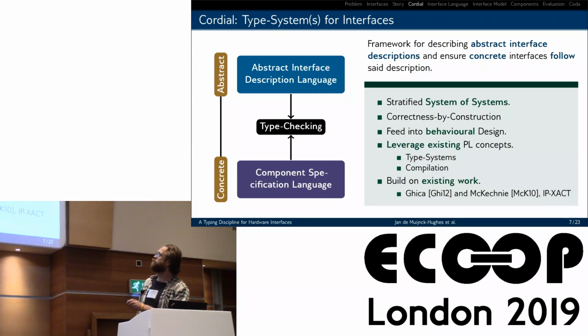With this, we can feed into the behavioral design by having this rich information available to us at the component layer. This is really structured as a system of systems, but one of the things I'm quite big on is correctness by construction. So I really want this interface to drive, through type checking, what we can specify here. And there's been some nice existing work that we build upon to try and make this possible.